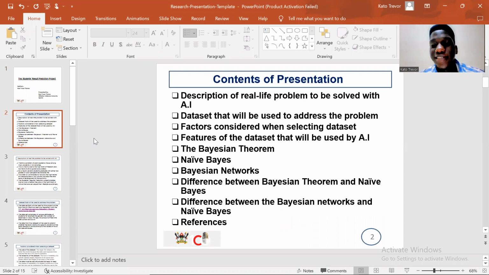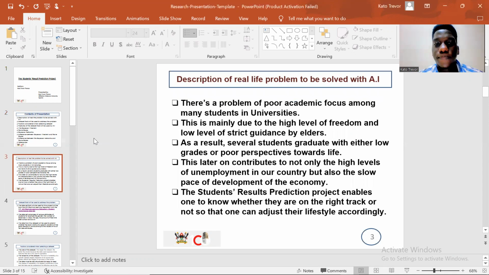These are the contents of the presentation that I'm about to make. We'll start with the problem, the data that I will be using, the features the data has, the Bayesian theorem, the naive Bayes, the Bayesian networks, and so on.